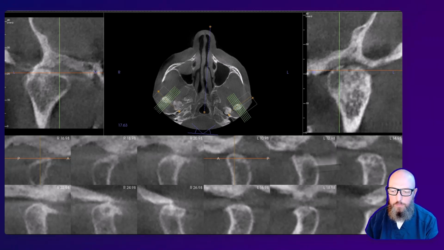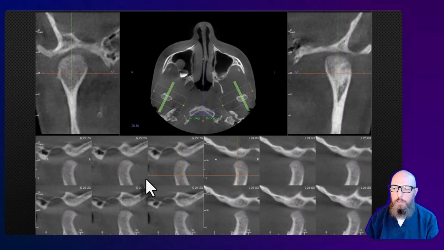There's definitely a surface erosion, also sclerosis throughout the condylar head, and a little bit of osteophyte formation. So all these signs of osteoarthritis, just like you would expect. All right, what do you think about this one? Give you a minute to look at that.